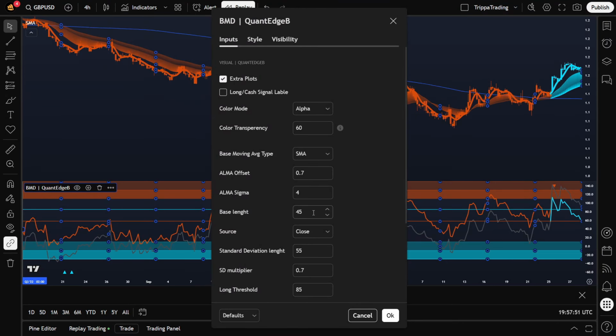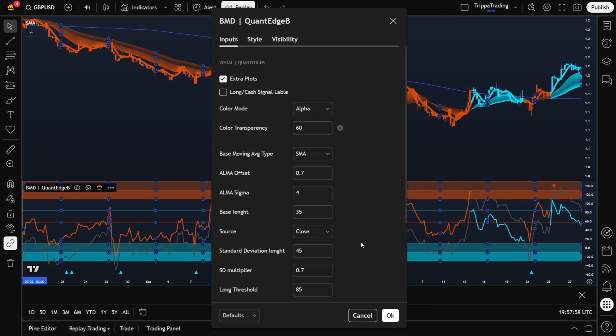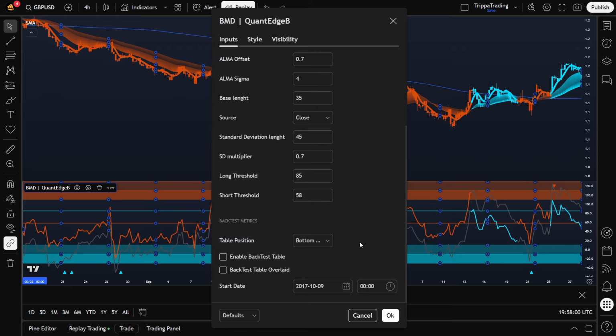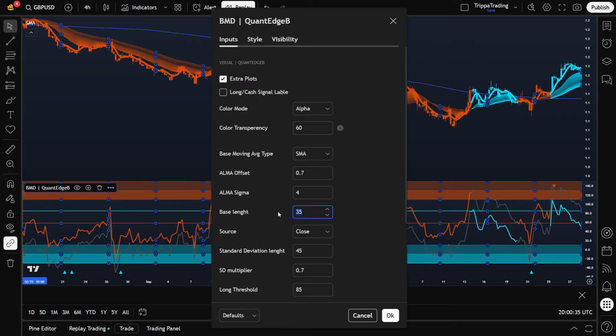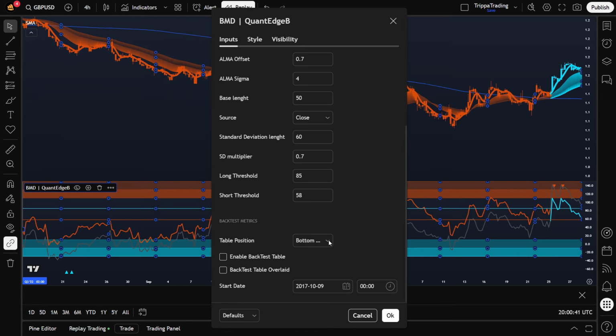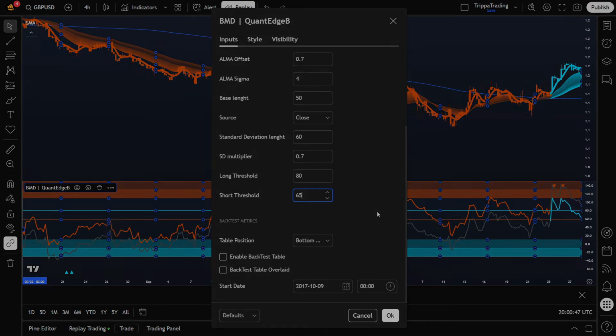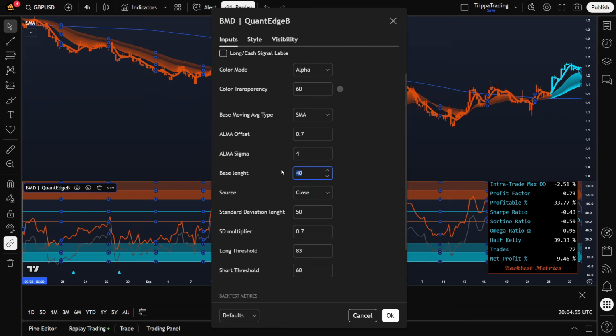For crypto, reduce base length to 35 and SD length to 45 because crypto moves faster. Keep thresholds the same, but watch for extreme spikes above 140 and below -15. Stocks move smoother, so use base length 50 and SD length 60. Adjust thresholds to 80 and 65 during earnings seasons because volatility behaves differently. For gold, use base length 42 and SD length 52, with thresholds at 88 and 55.